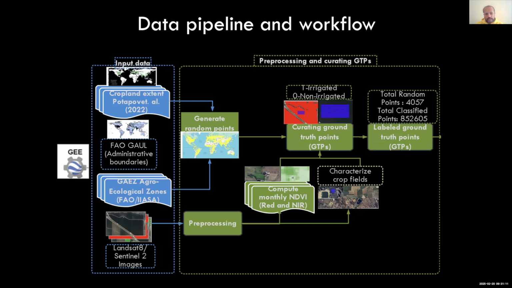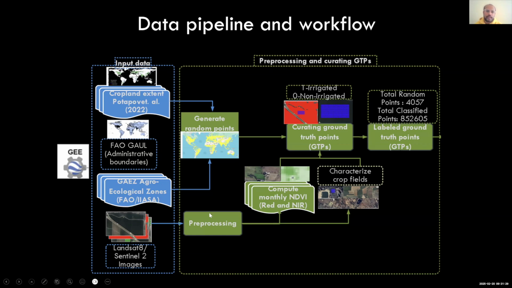The other important input data are the Landsat and Sentinel images, which are satellite images. Currently, we are working with Landsat 8, and we plan to extend it to Sentinel to have a more final version of the dataset. All these input data were gathered.